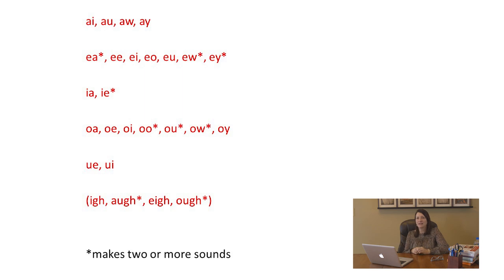On this slide, I've laid out most of the vowel teams in alphabetical order. Some are really uncommon and some are very common. And this would not be the order to teach them in. No, no, no. Whatever program you're using is going to have a sequence with the easiest and most common ones first. And the vowel teams here that I put an asterisk next to indicate that they make more than one sound. They might even make three sounds.